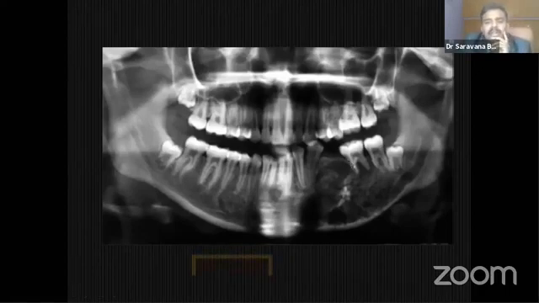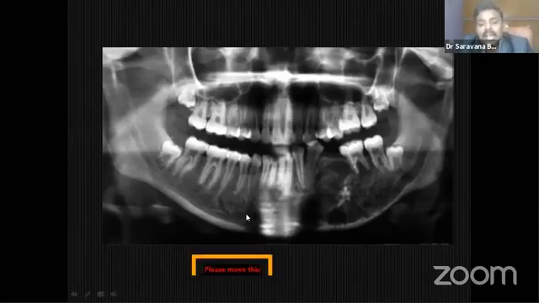Okay, there is a localized periodontitis. We have to remove the tooth. If you start extracting this tooth, definitely that day will be a very bad day for you. You cannot control the bleeding at the chair side. Okay, how to analyze it from the OPG?